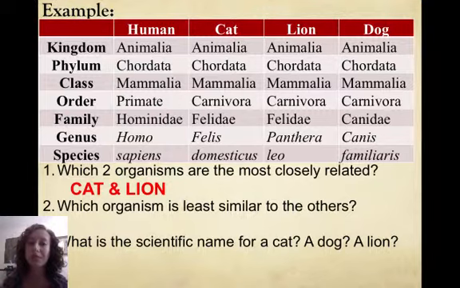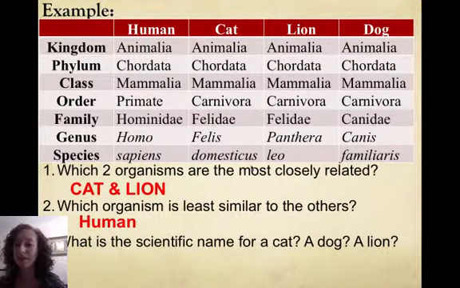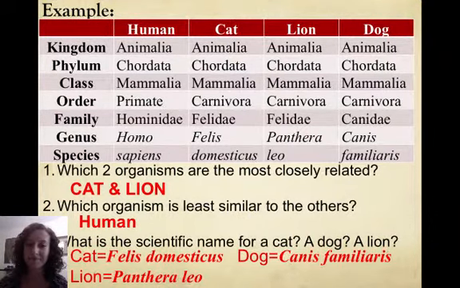Now, which organism is least similar to the others? Pause your video and try to figure it out. The human is least similar to the others because we differed when we got to order. We were not in Carnivora. Now, what is the scientific name for a cat, a dog, and a lion? Find the scientific name from the genus and species. There you go.